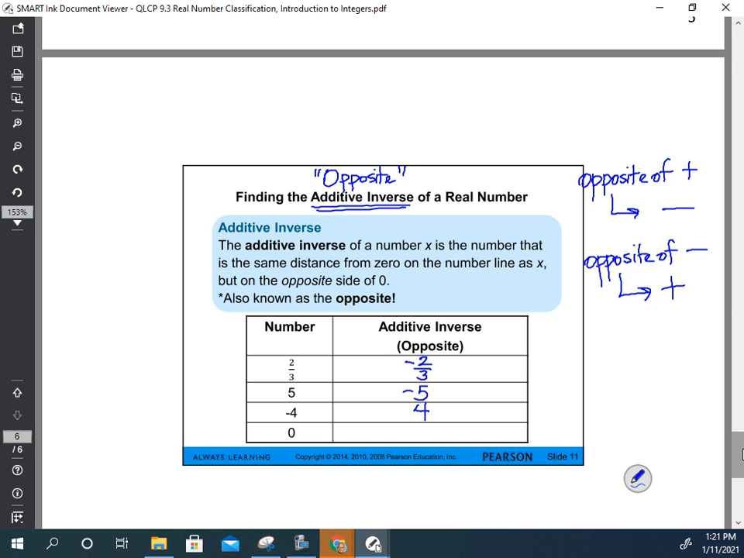What's the opposite of 0? Let's see if anyone says. No, 0 does not have an opposite. 0 is 0. It's nothing. There's no such thing as a negative 0. 0 is 0. Period. So opposite, you're just changing the sign.